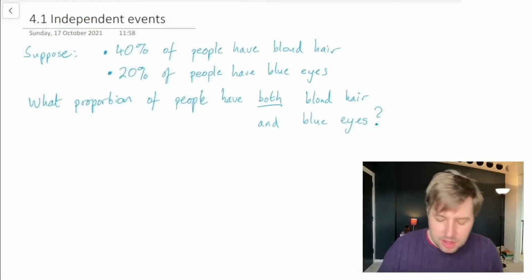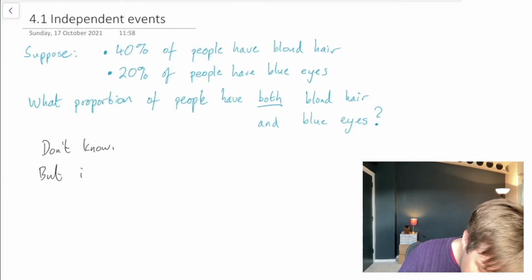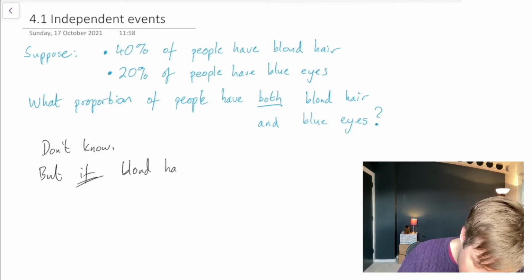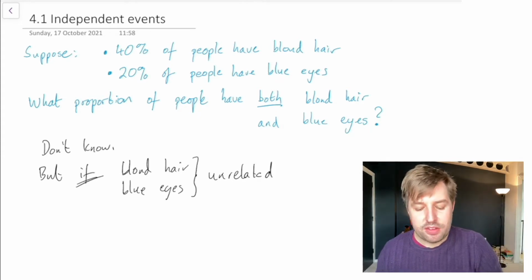However, if it were the case that having blonde hair didn't affect whether or not you had blue eyes, then, if that were the case, we would be able to solve the problem. So, the answer here is, don't know. But, if it were the case that having blonde hair and having blue eyes were unrelated, then we could answer it, right.